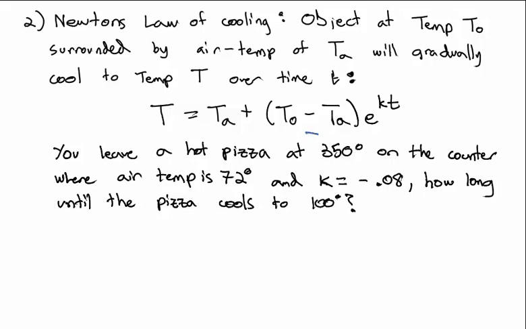Well, 350, that's the initial starting temperature of the pizza, so that's going to be our T sub 0. The air temperature is 72, that's our T sub A. We're told our k is negative 0.08, and we want the pizza to cool to a final temp, or T, of 100 degrees. So when we plug this into our formula, we get 100 equals the air temperature of 72 plus parentheses the starting temp of 350 minus the air temp of 72 times e to the k, which is negative 0.08, times t.